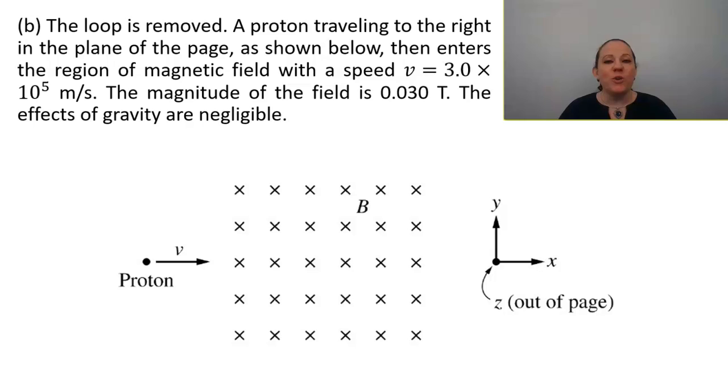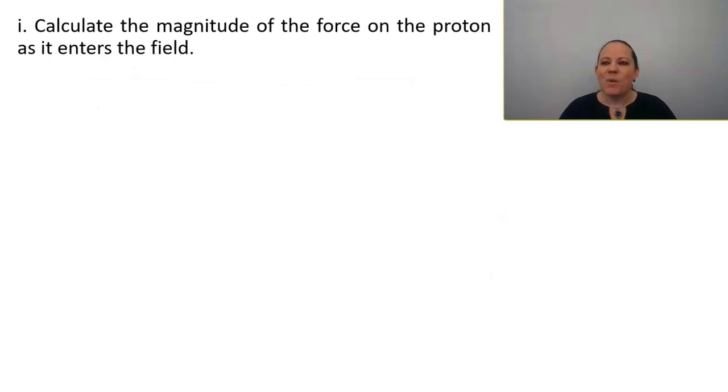Part B, the loop is removed. A proton traveling to the right in the plane of the page as shown below then enters the region of magnetic field with speed v equals 3 times 10 to the 5th meters per second. The magnitude of the field is 0.03 teslas, and the effects of gravity are negligible. Part 1, calculate the magnitude of the force on the proton as it enters the field.